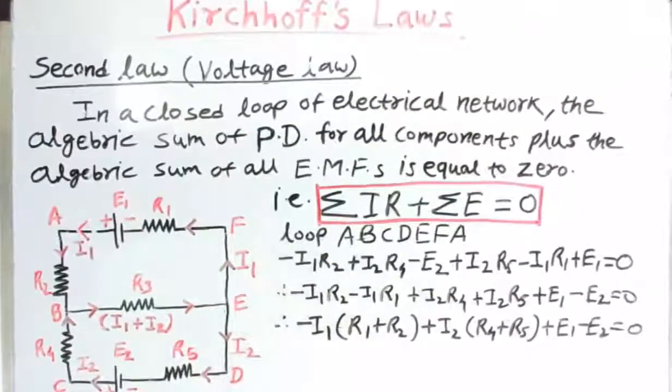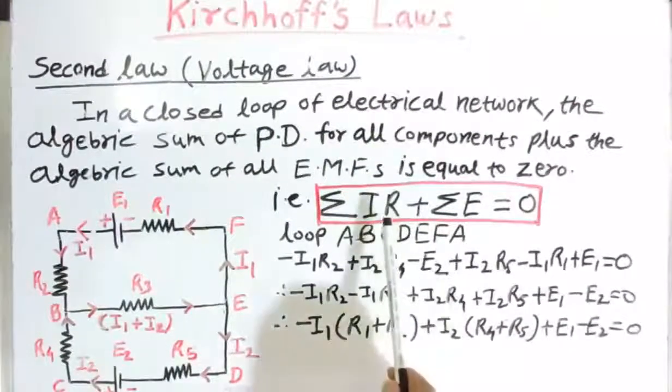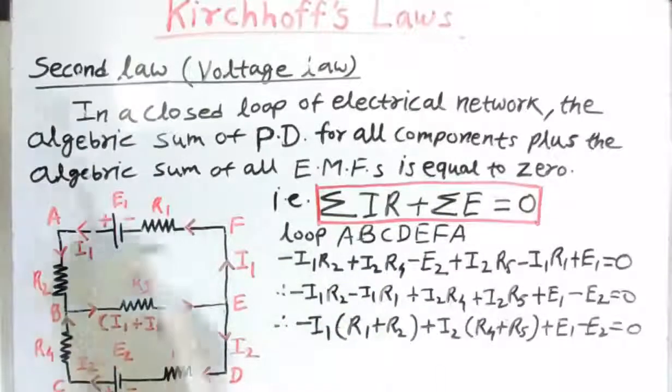Here we can see that by the definition of potential difference, summation IR represents the total energy spent in sending a unit charge around the circuit, and summation E represents the total energy supplied by the source of EMF in the circuit for sending a unit charge. Thus we can say that Kirchhoff's second law is in accordance with the law of conservation of energy.